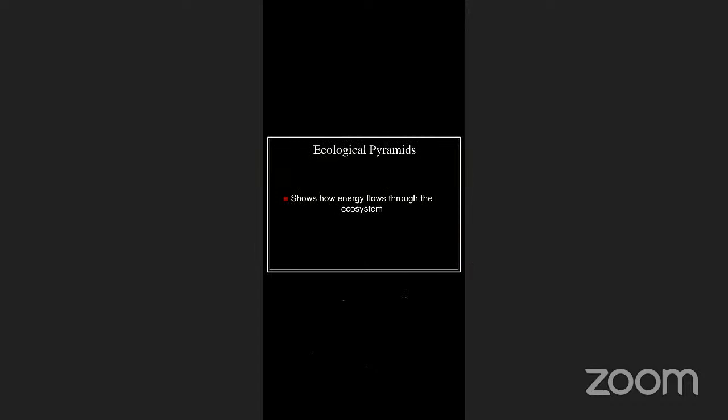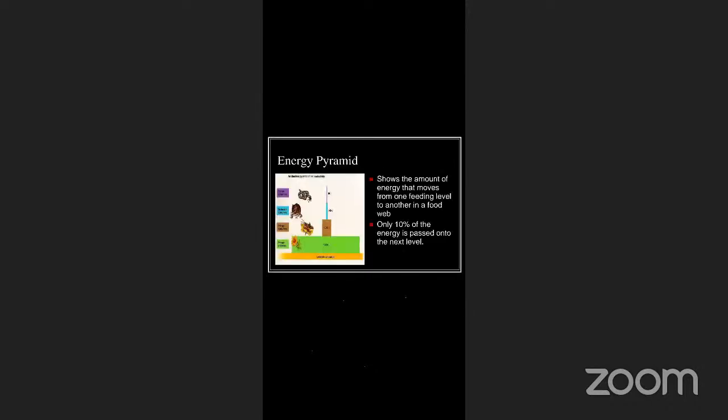Now, next is ecological pyramids. An ecological pyramid is a representation to show how energy is flowing through the ecosystem. It is not only energy, you also have pyramids based on numbers and productivity. But primarily, first we will discuss the energy flow. This is the energy pyramid. In this pyramid, it shows how much energy is moving from one feeding level to another: from producers to primary consumers, then to secondary consumers, and finally to decomposers, how much energy is transferred.